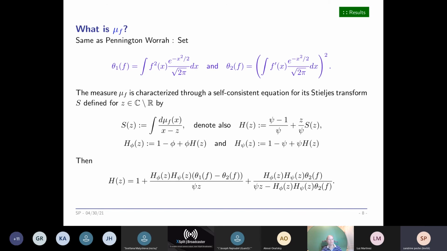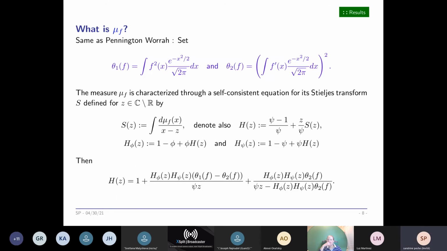So what can we say? Thank you. What can we say about this distribution mu f? This is the same as that of Pennington and Vora, and it is defined thanks to two parameters: theta1 of f, which is simply the average of f squared with respect to the Gaussian distribution, and theta2, which is the squared average of f prime, the derivative of f, with respect to the same Gaussian distribution.